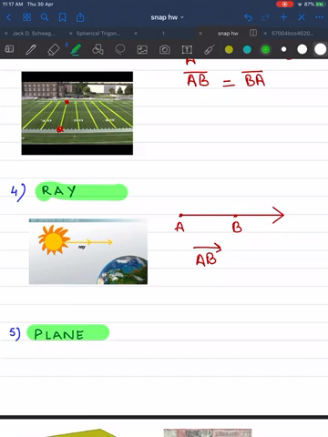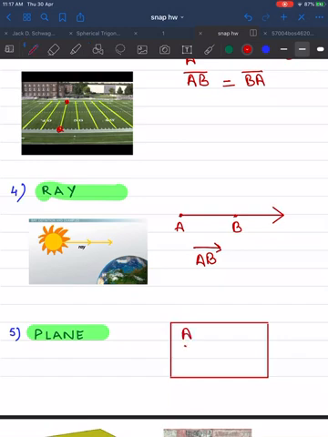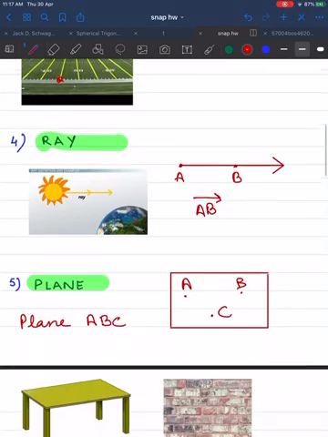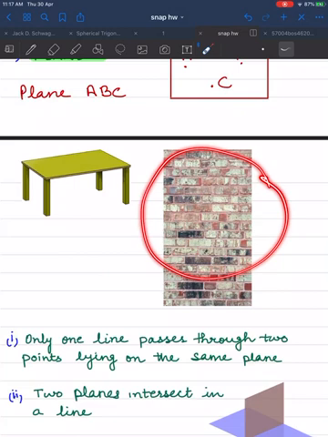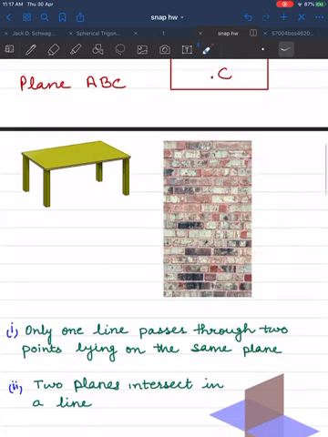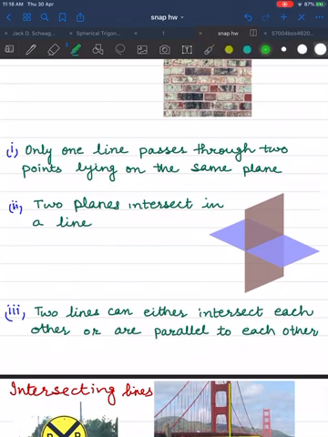Plane. A plane is a flat surface that extends indefinitely in all directions. Only a portion of a plane can be drawn. Generally, it is represented by a rectangle. Now let's take 3 points in this plane. So we can name this as plane ABC. Tabletop is an example of a horizontal plane. Wall is an example of a vertical plane.